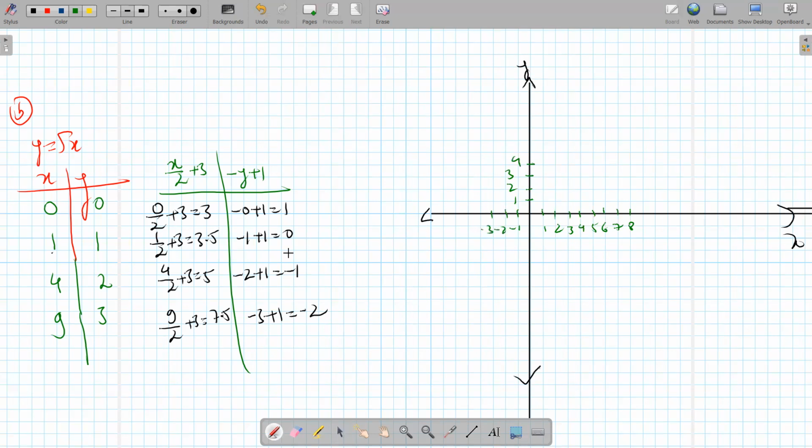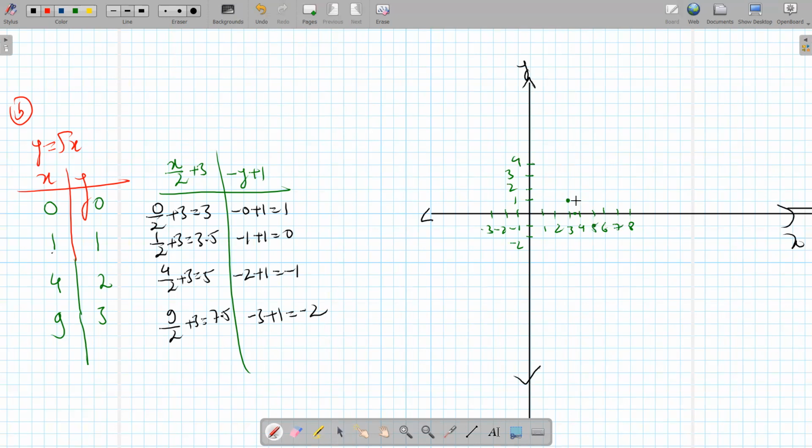So what's our first point? It's 3 and 1, right? So 3 on the x, 1 on the y, right there. That's going to be our first point. What's the next point? 3.5 and 0. So when x is 3.5, y is 0, right there. The next one is 5 and -1, which will be right there.